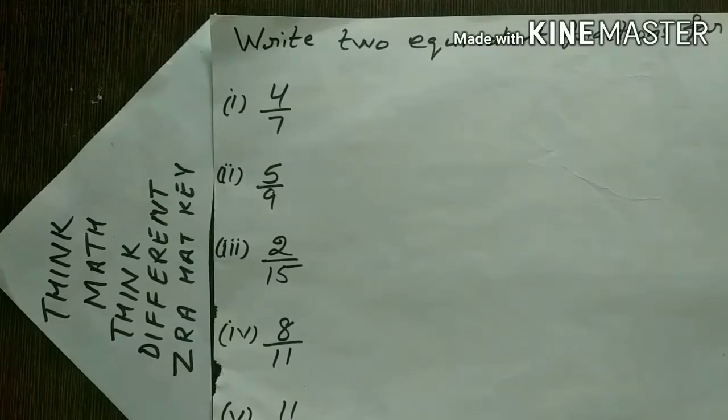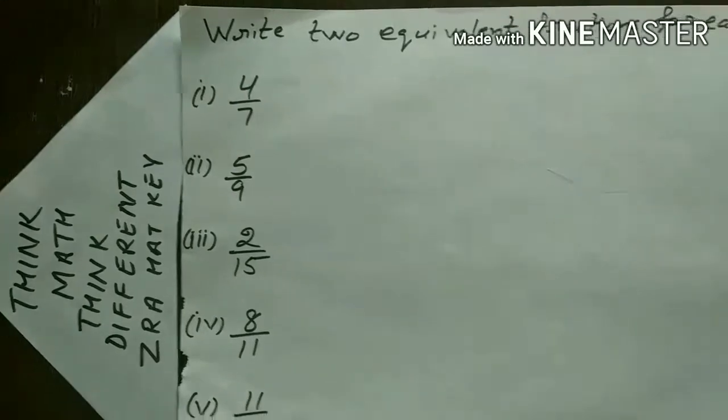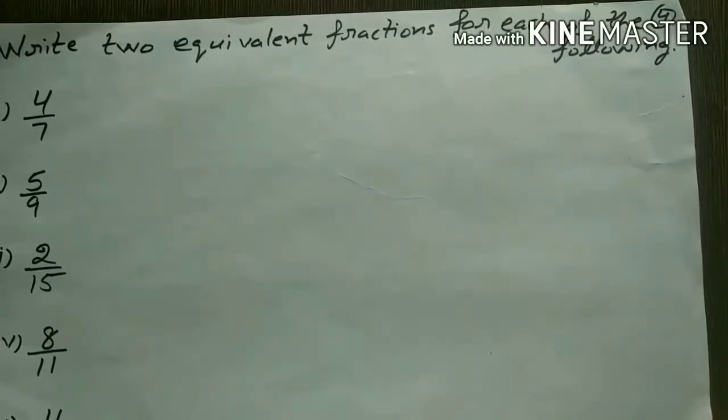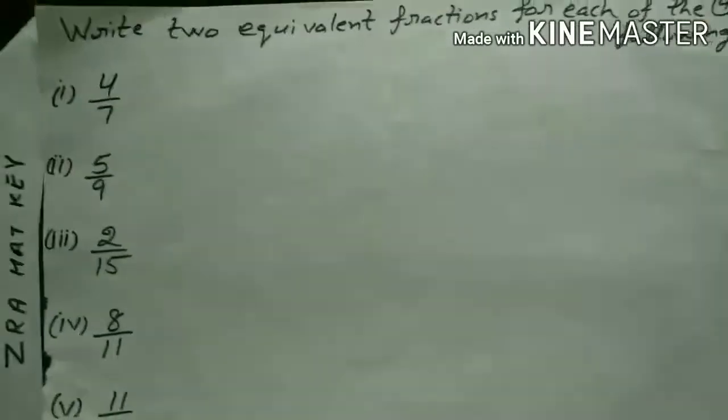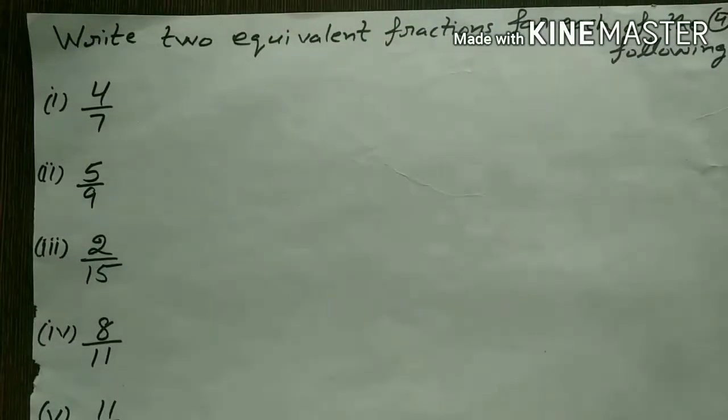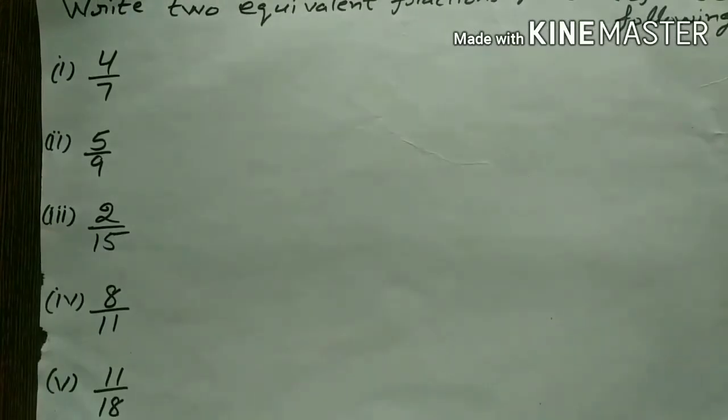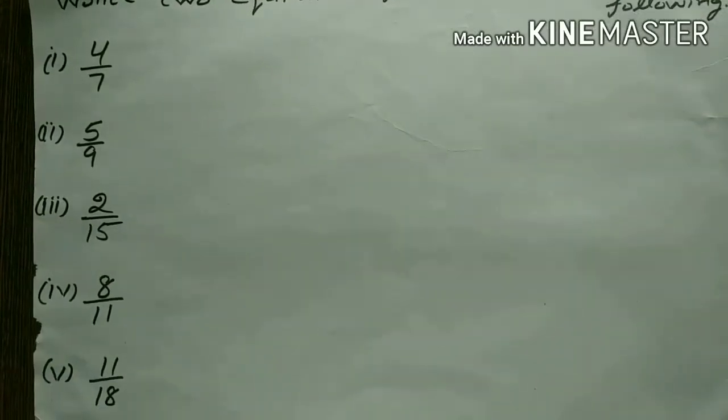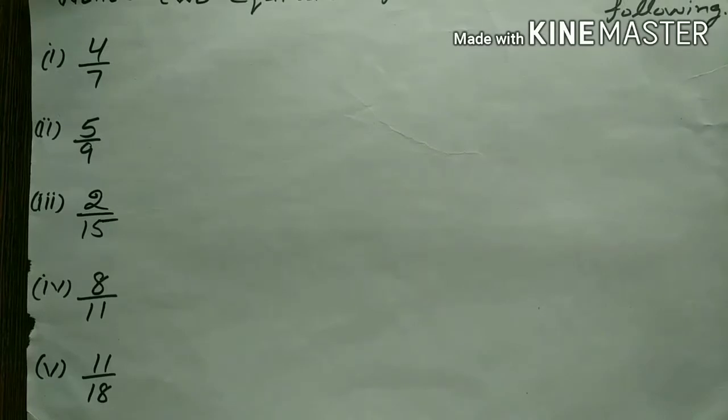In this video, we are going to learn to write equivalent fractions for a given fraction. So, the statement of the question is: write two equivalent fractions for each of the following. The questions are 4 by 7, 5 by 9, 2 by 15, 8 by 11 and 11 by 18.